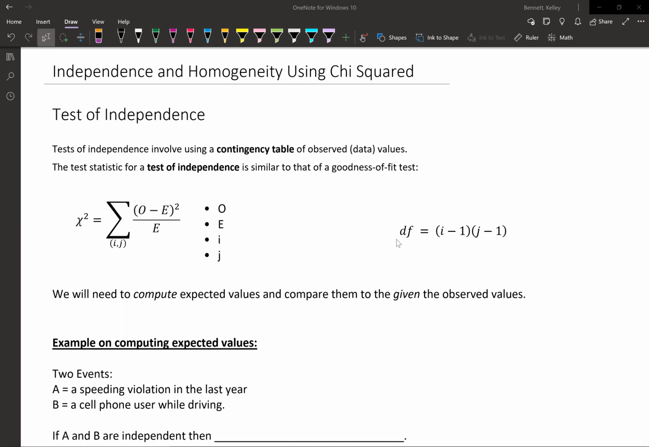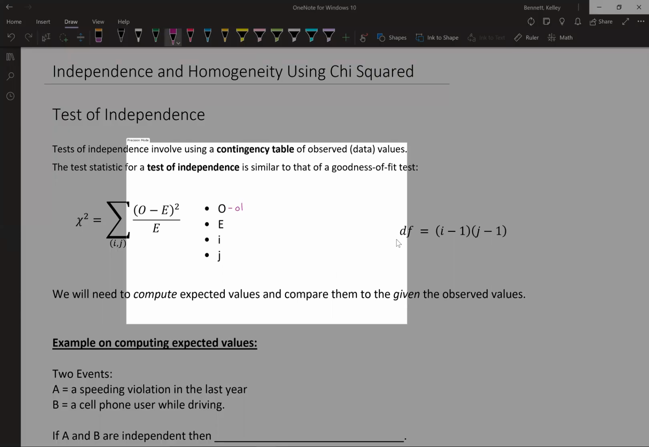And the way that we're going to compute our test statistic is going to be from observed minus expected squared divided by the expected. Those are our residuals. And then we're going to add them up for each position in this contingency table. That will give us our chi-squared test statistic. So O stands for observed, E expected, I is going to be the number of rows, J is the number of columns.